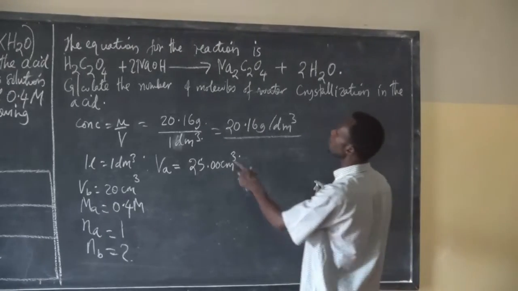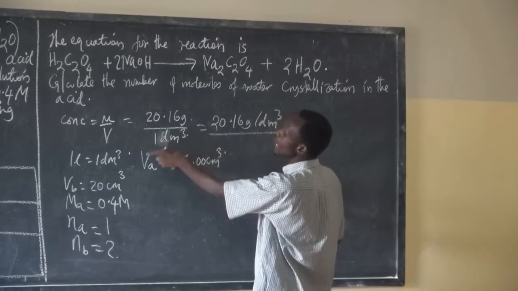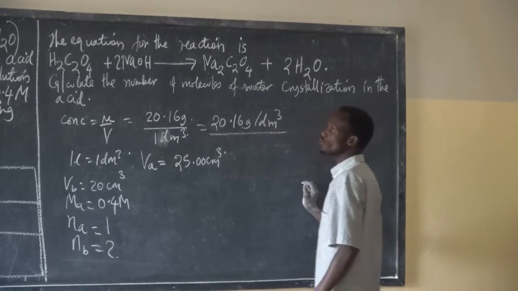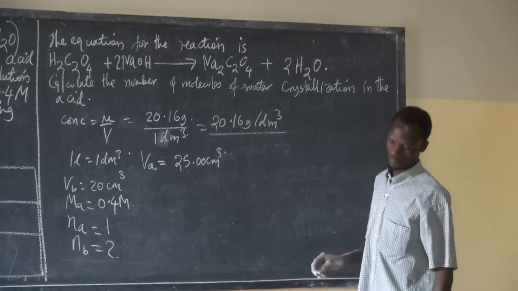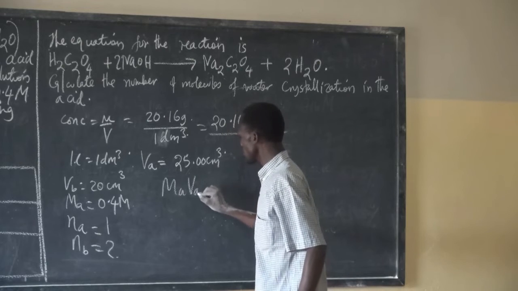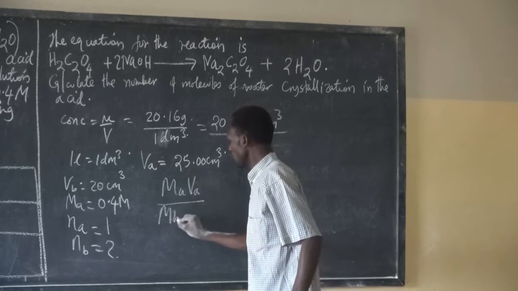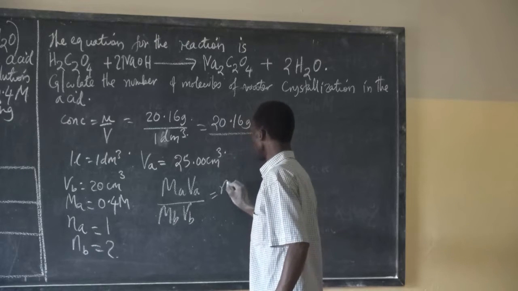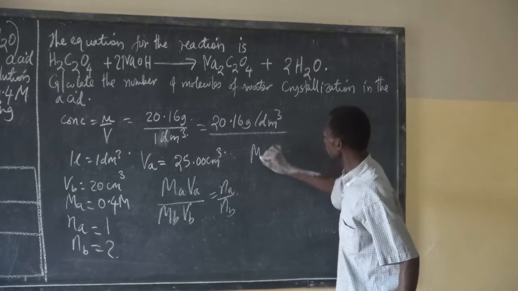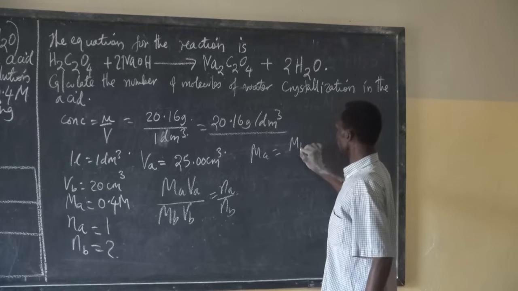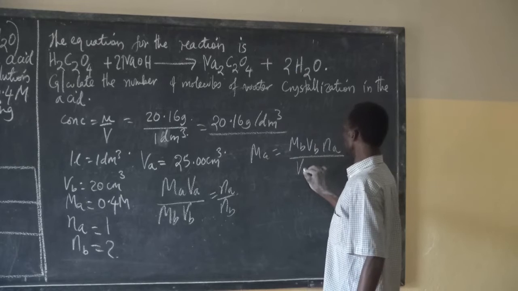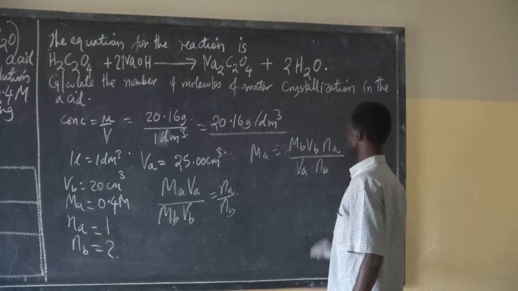Now we need to calculate the molarity, so that we can calculate the molar mass. And after we have got the molar mass, what next is to determine the number of molecules of water. Now from here, we use MAVA: molarity of acid times volume of acid over molarity of base times volume of base is equal to number of moles of acid over number of moles of base. Now molarity of acid is given as molarity of base times volume of base times number of acid over volume of acid times number of base.